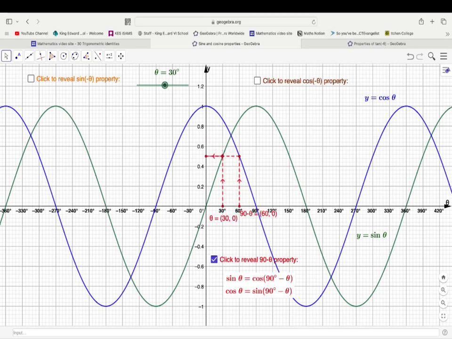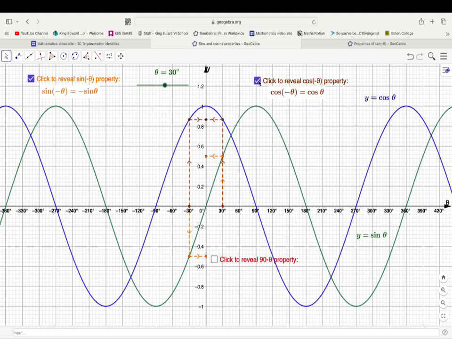If we go back to 30 degrees, also look at the orange one here: the sine of 30 is minus the sine of minus 30. So sine of minus theta is minus sine theta. It's what's known as an odd function. If you rotate it around that point through 180 degrees, you get back onto itself. In the case of cos, the cos of 30 is the same as cos of minus 30, so cos of minus theta is the same as cos theta. We're going to use these properties.